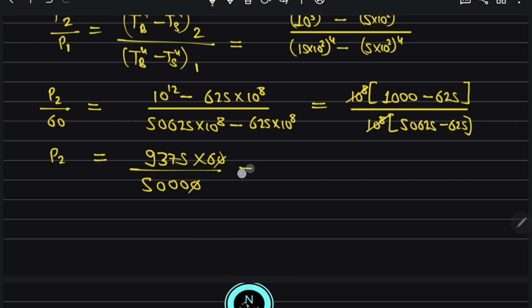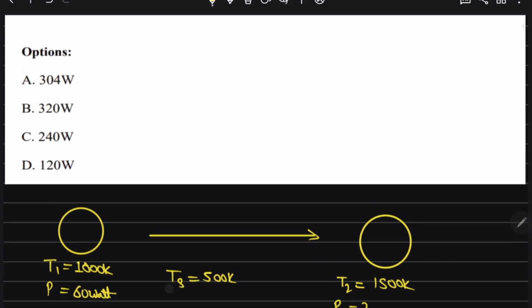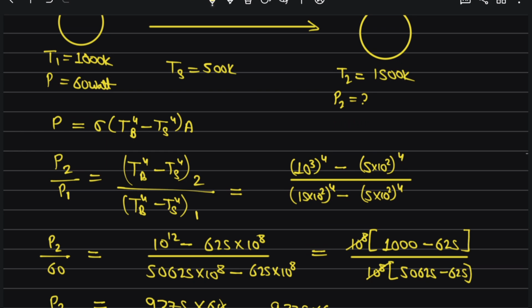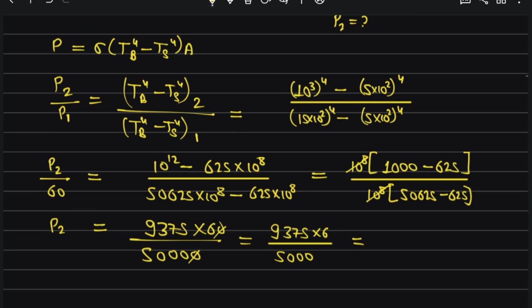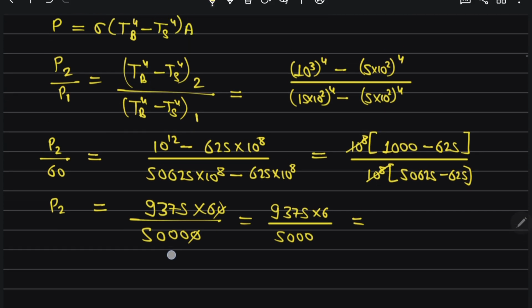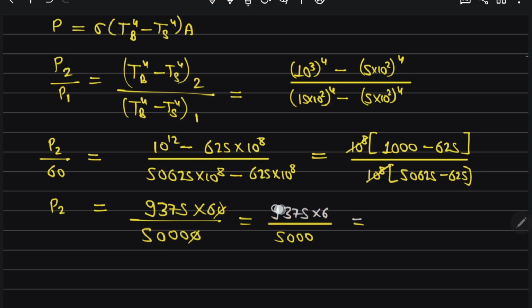So if I send 60 to that side and cancel the zeros, 9375 into 6 divided by 5000, so this comes out to be 11.25. Something I think is wrong. Oh, this is for the second body, so the second body is just the inverse of it. Sorry, actually we put this for the first body, so don't worry about it. All these calculations are just the inverse of it.